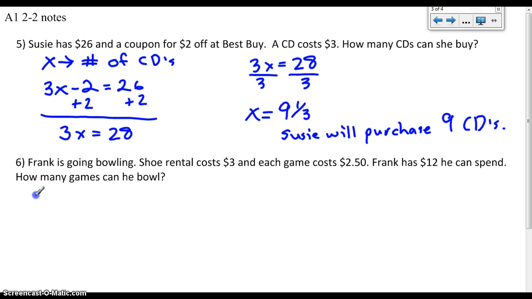Okay, well, again, we have to define a variable. Let's start by doing that. And the variable represents the unknown in the problem. In this case, it's how many games Frank is going to bowl. So x represents the number of games bowled.